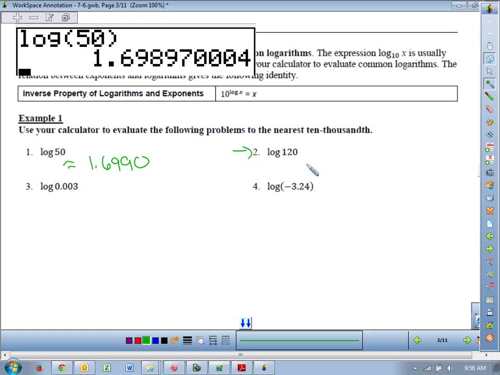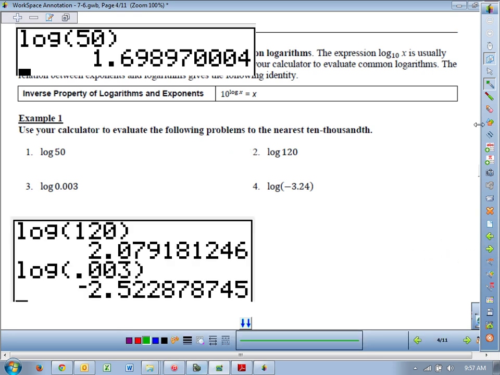Let's try this. Is it log base 10? Yes or no? So just punch it in. Log of 120. And round it to 4 decimal places. 1, 2, 3, 4. Cut it off at 4. Right there. And since that's 5 or larger, correct, we've got to round that up to a 2. So about 2.0792. Awesome.